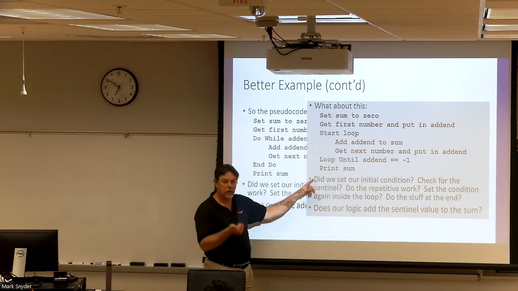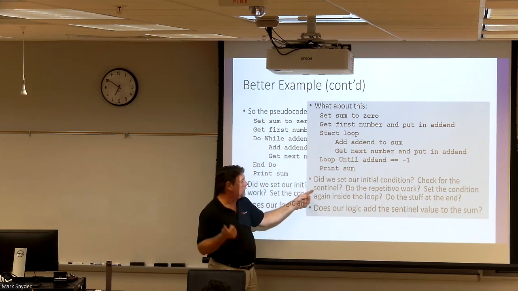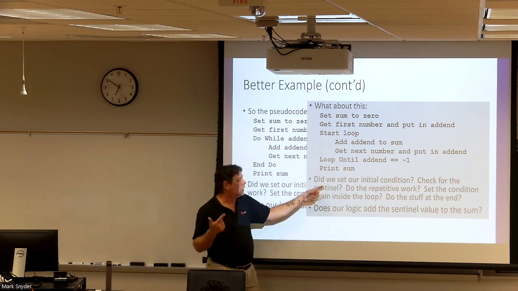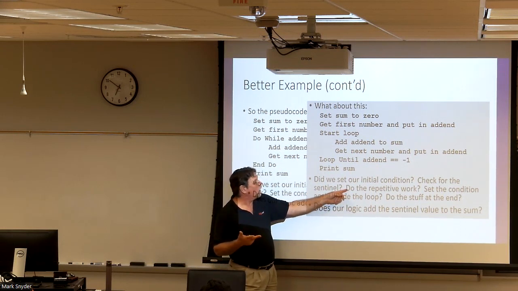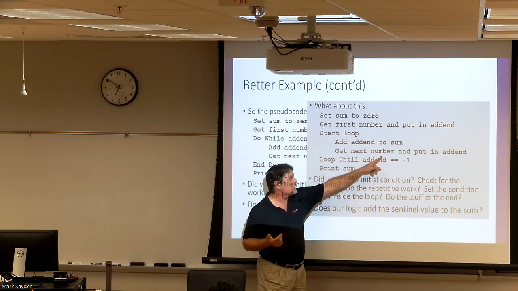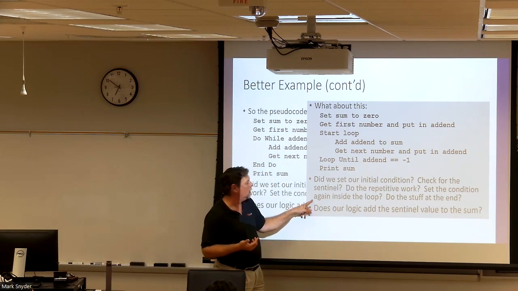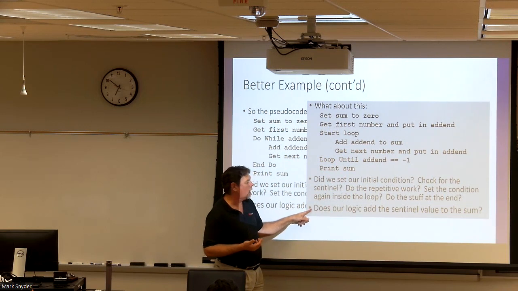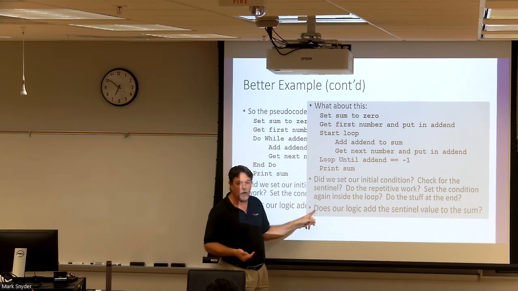Okay. Do we set our initial condition? Yes. Same as this one. Do we check for the sentinel? Yep. I do the repetitive work. I set my condition inside the loop. Yep. Get next number, just like before. Do the stuff at the end. Yep, I did. Does our logic add the sentinel value to the sum?